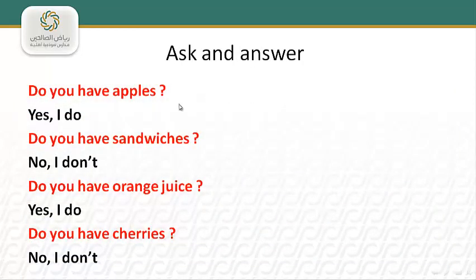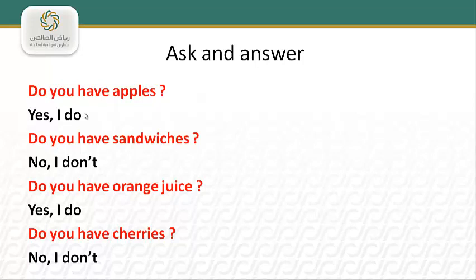Ask and answer. Do you have apples? Yes, I do. Do you have sandwiches? No, I don't. Do you have orange juice? Yes, I do. Do you have cherries? No, I don't. If the question starts with do you have, you can answer with yes, I do or no, I don't.